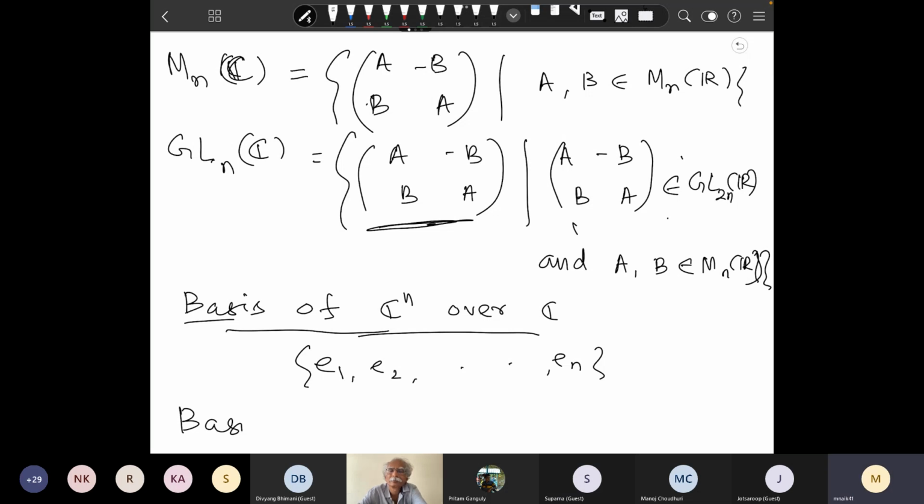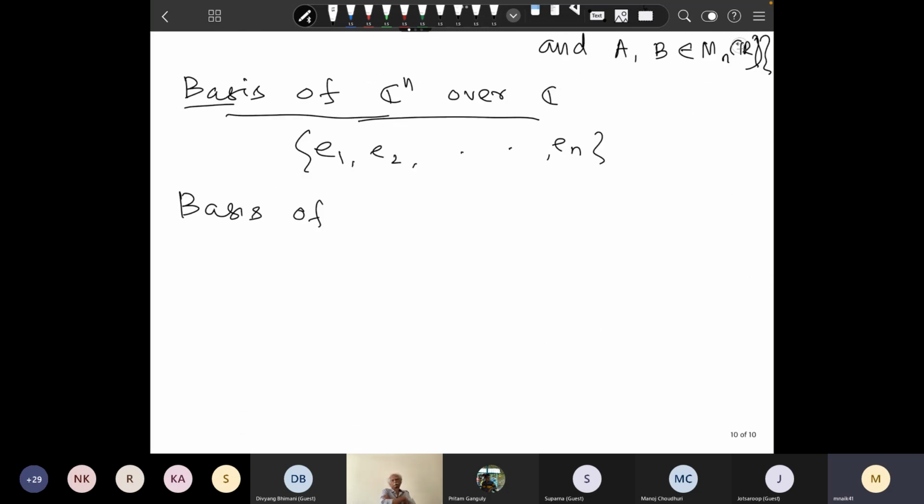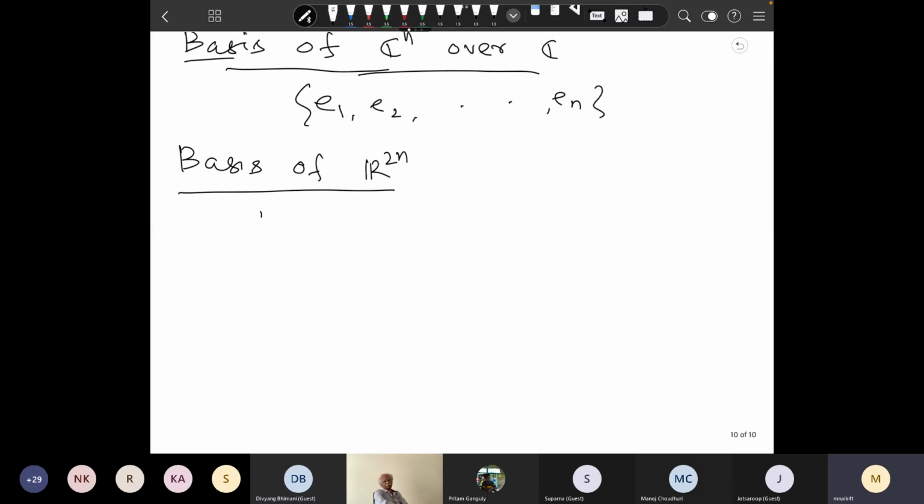Okay, so what is basis of Cn over C? This is E1, E2, En. Okay, basis of R2n, what I am getting here. These are also standard basis, but I am writing this in terms of F1, F2, Fn plus 1 up to F2n. Now because I am using different symbols, because it has n coordinates and it has 2n coordinates. Simply for that reason I am writing this.